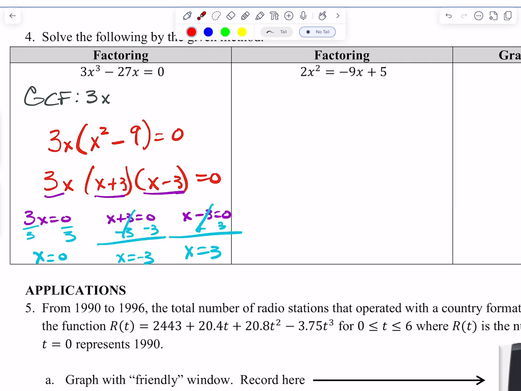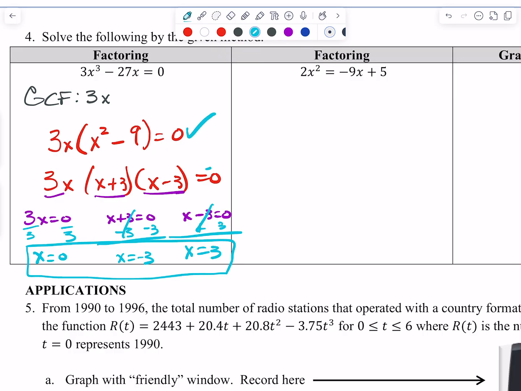Now, you don't have to show what's here in sky blue, the work, but I just wanted to show you where the answers come from. And there you go. You box your answers. You are done. You must show work on these. I will not accept your answer if you did not show work.